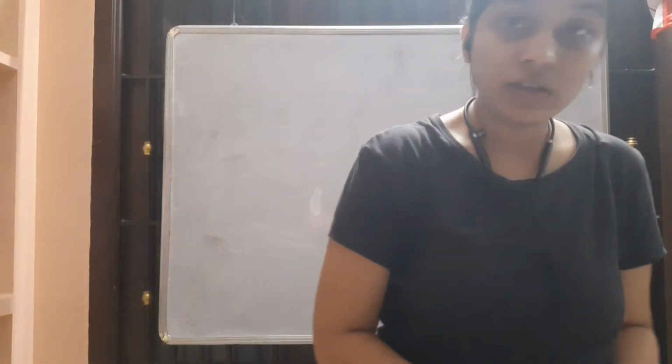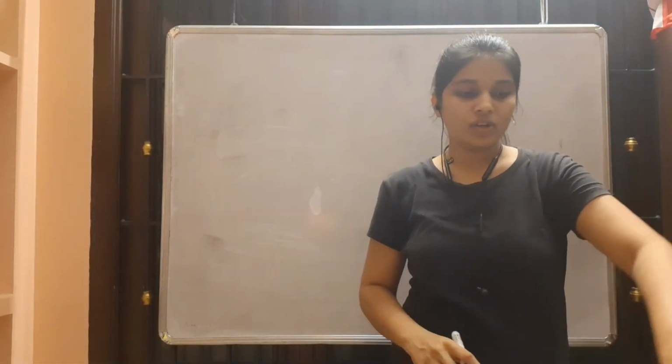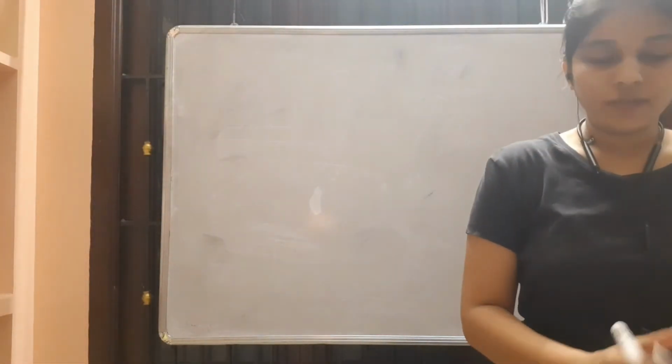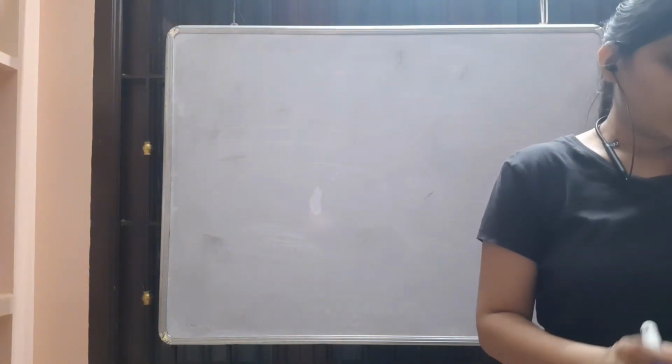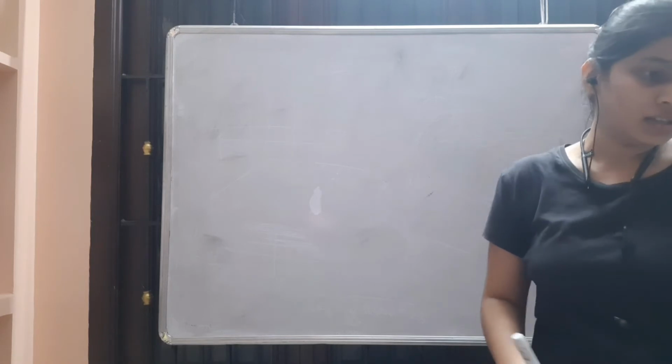Question number 2.35 is regarding Van de Graaff generator. So we don't have that for the syllabus. So we will be doing the next question, which is 2.36. The question goes like this.